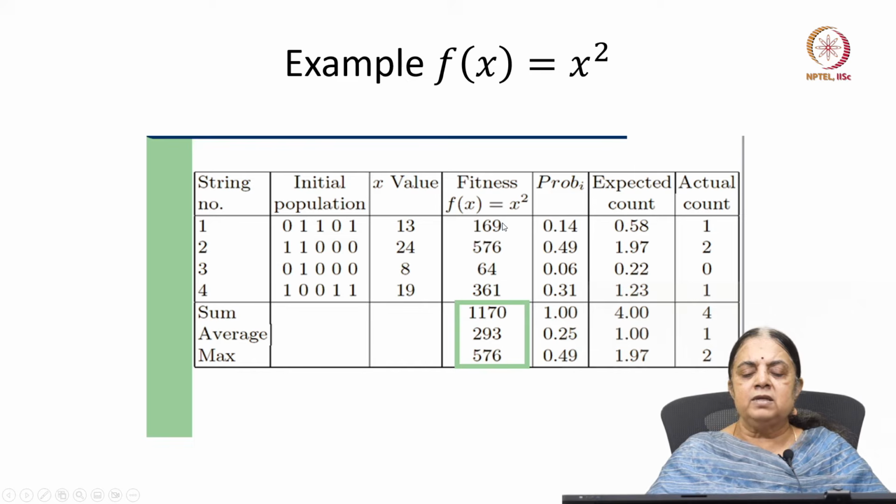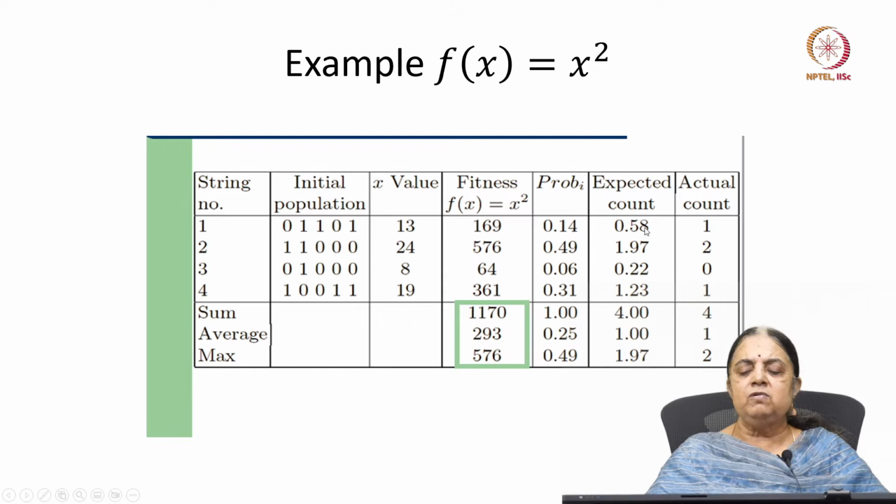So, if we take these values and divide it by the total, we get these probabilities. So, the probability for string 1 is 0.14, 0.49, etc. So, if we multiply this by 4, we are going to get the expected count. Okay. So, since we have 4 strings in the population, if we multiply it by 4. So here suppose we are using deterministic selection, we are going to choose one copy of the second string because the integer value is 1. So we get one copy and one copy of the fourth string.